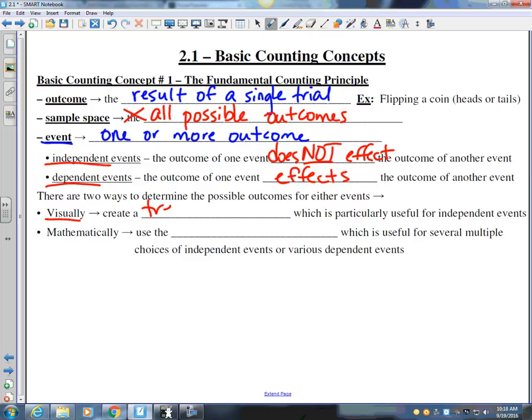All right. There's 2 ways to do these visually. You can do a tree diagram, or mathematically, you can use the fundamental counting principle. Again, it's just a math word, but you don't need to memorize it. You just need to know how to do the problem.